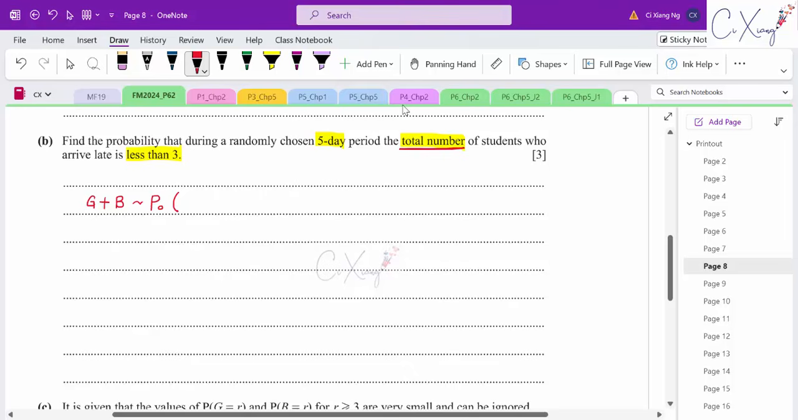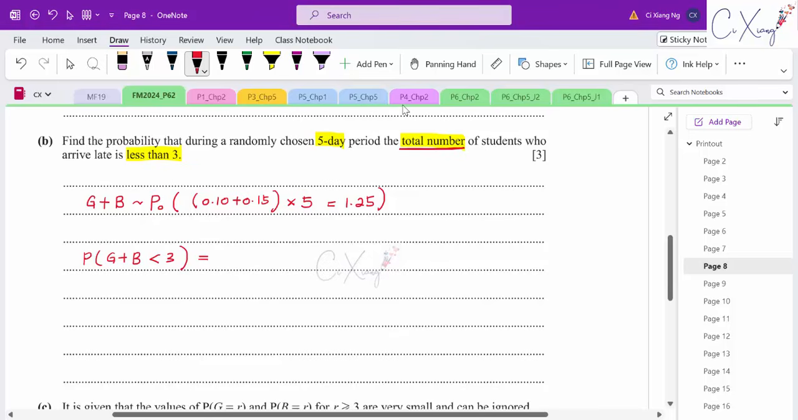Originally, girl is 0.10, boy is 0.15, so you should take 0.10 plus 0.15. This is the total, and then multiply it by the 5-day period. So in short, it is 0.25 times 5. Your new lambda for the total of girls and boys in 5 days is 1.25. So this is your lambda. And they are saying that the total number of students who are late is less than 3.